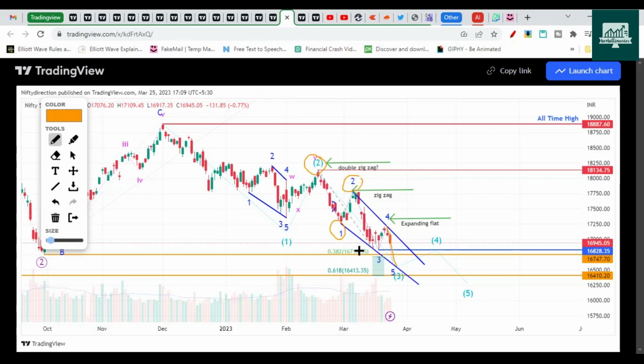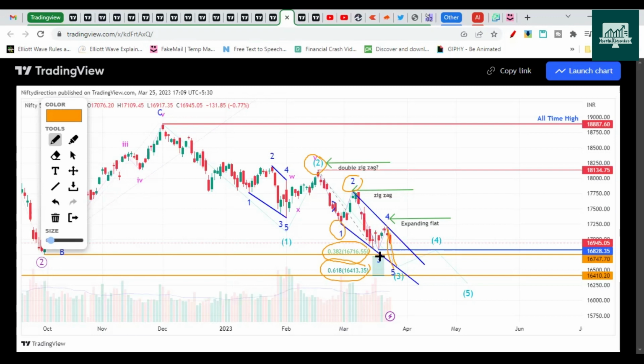So here we get numbers like 0.32 Fibonacci at 16,716 and 0.61 Fibonacci as 16,413. So most likely it will just touch 16,700, but the more optimistic target can also be 16,400.